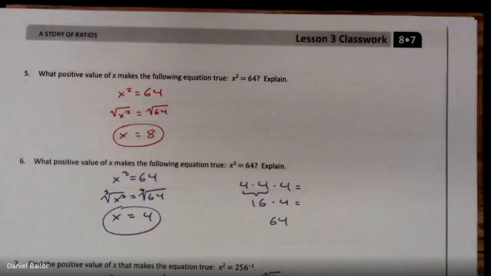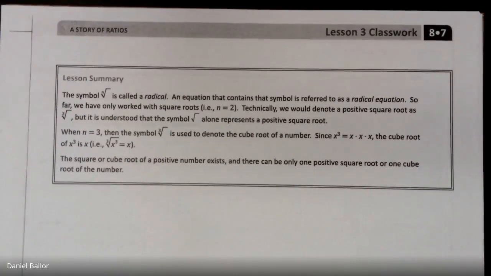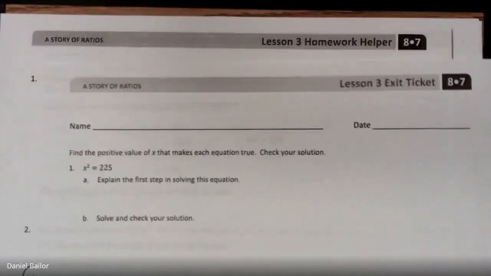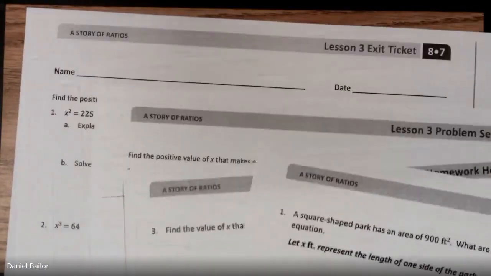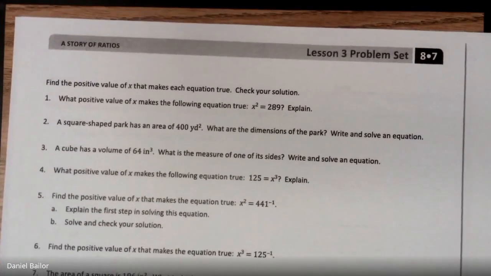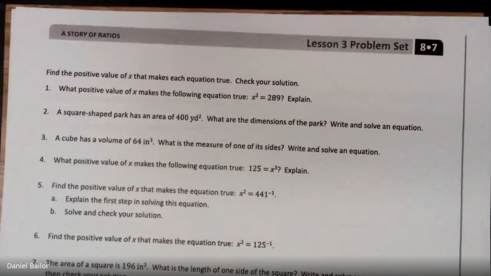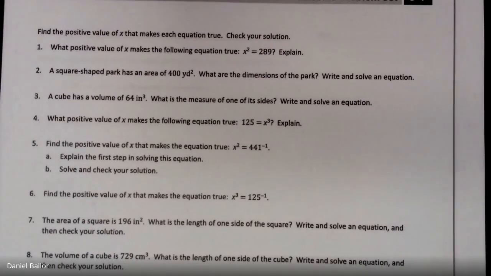Let's see what your problem set looks like. You have the lesson summary on page 28. You have the exit ticket on page 29, which I'll slide to the back. The homework helper on pages 31 and 32, with more examples you can look at if you get stuck. And then you have the problem set on page 33, which is going to be a lot of questions asking you to solve equations with squared variables or cubed variables. So you're going to use square roots and cube roots to solve some equations.